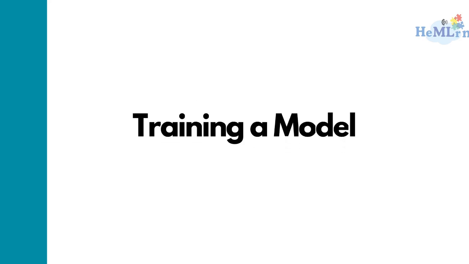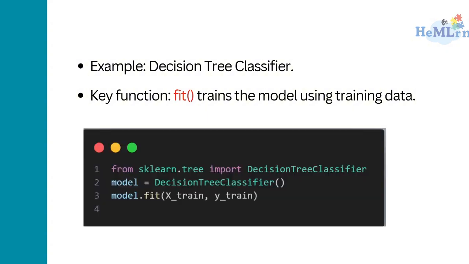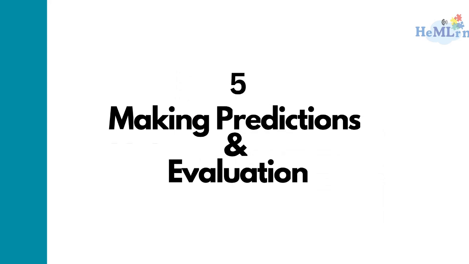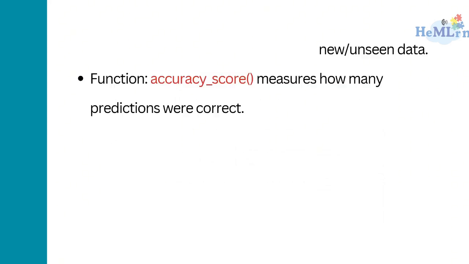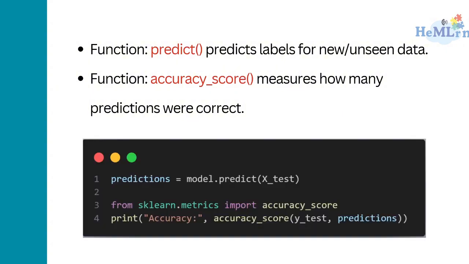Training a model. Next, we want to train a decision tree classifier. We want to fit this model for training. The fit is nothing but a function in scikit-learn. Next, we will see the prediction and evaluation. For predicting, we use the predict function to predict the unseen data or testing data. For the accuracy and evaluation, accuracy score measures how many predictions were correct.